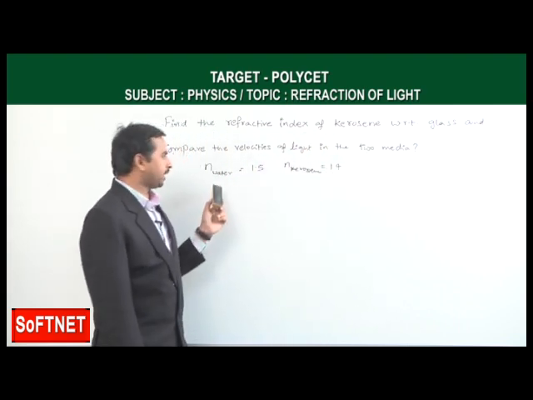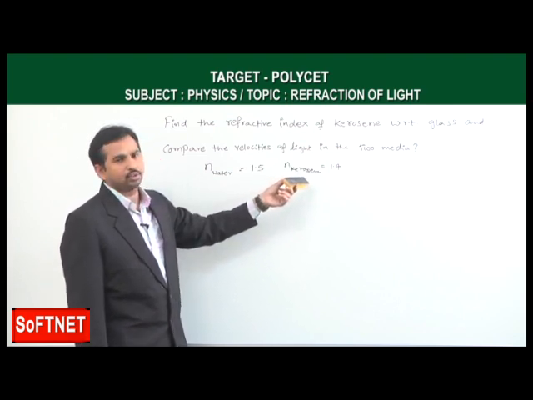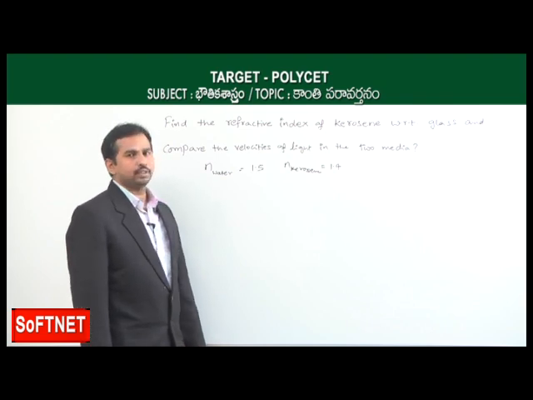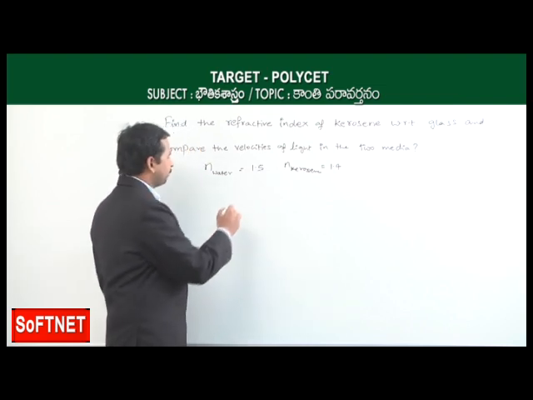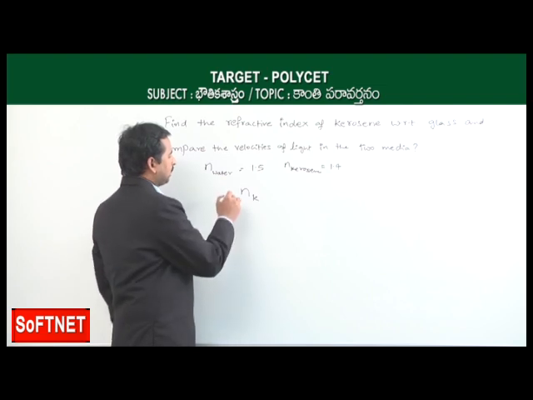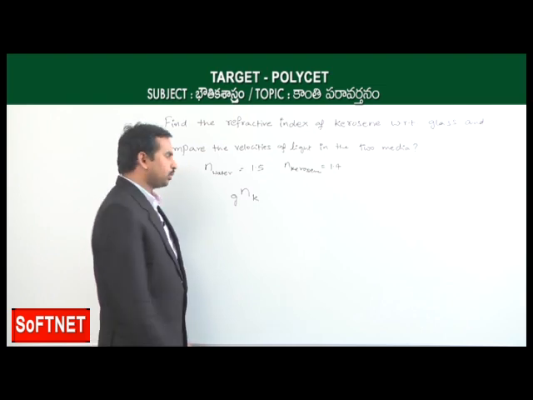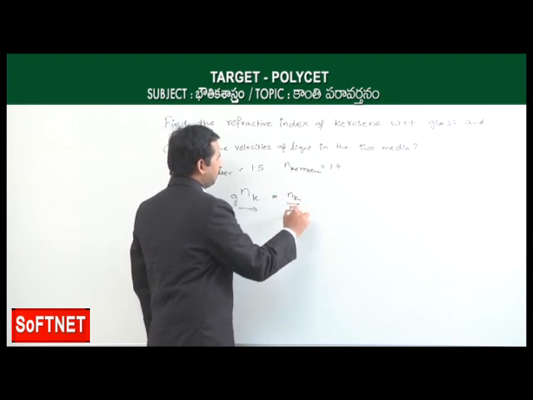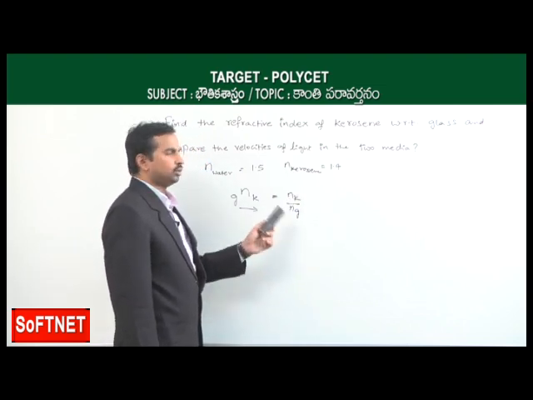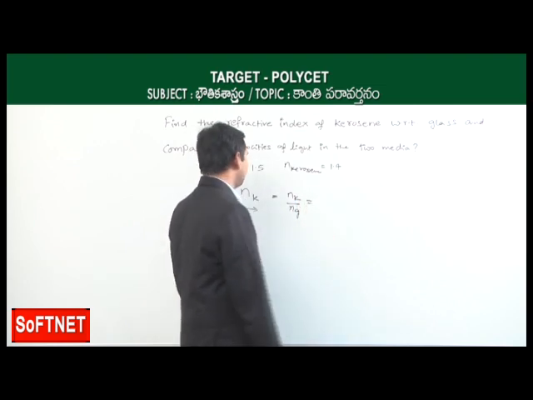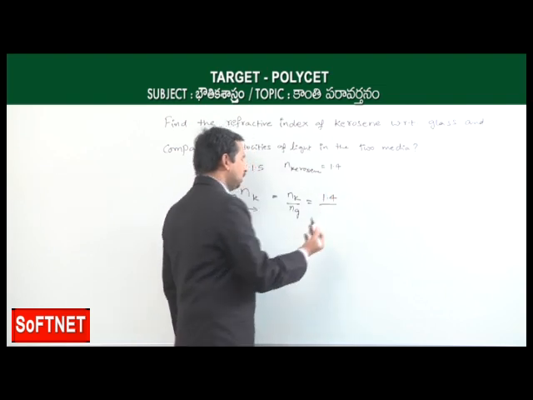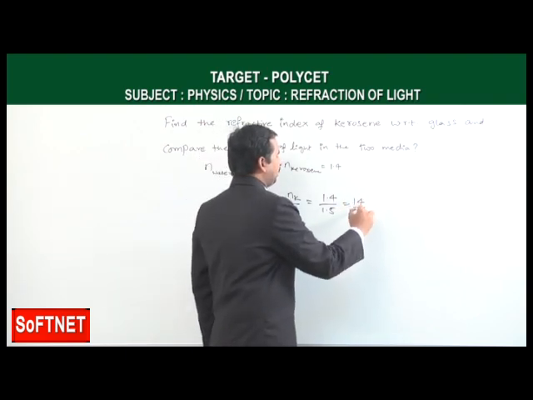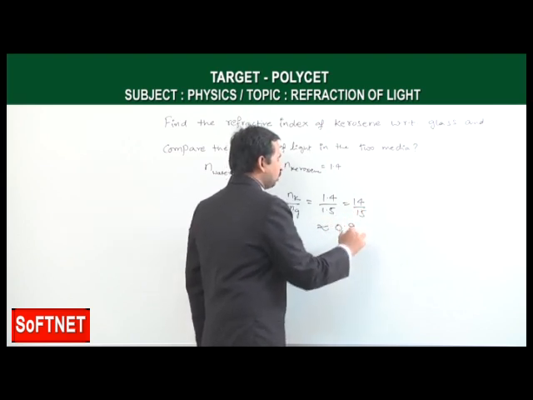The absolute refractive index of glass is given as 1.5 and the refractive index of kerosene is given as 1.4. What they are asking is to find the refractive index of kerosene with respect to glass, which means the light ray is going from glass towards kerosene. Then it becomes Nk by Ng, the refractive index of kerosene to the refractive index of glass. The refractive index of kerosene is 1.4 and that of glass is 1.5, which gives you 14 by 15. Approximately it is equal to 0.92.